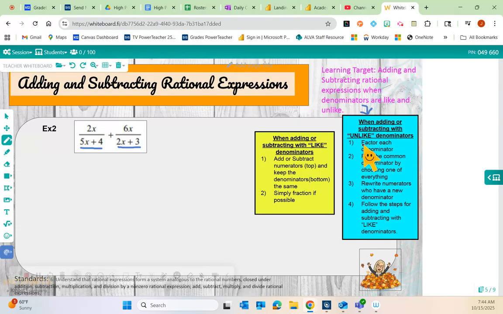So when you're adding or subtracting and your denominators are unlike, so they're different, factor each denominator. So 5x plus 4 is already factored, 2x plus 3 is already factored. Number 2, find the common denominator by choosing one of everything. So I have to choose 5x plus 4 and 2x plus 3, and that'll be my new common denominator.